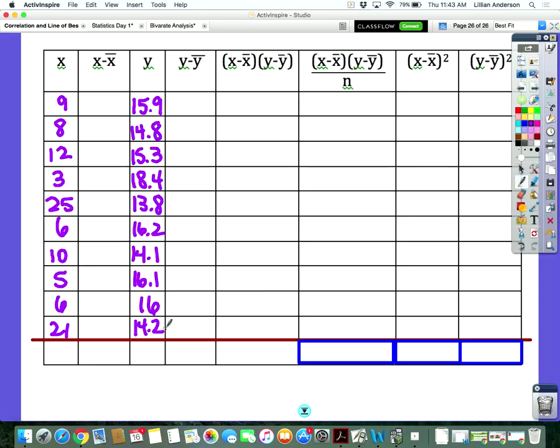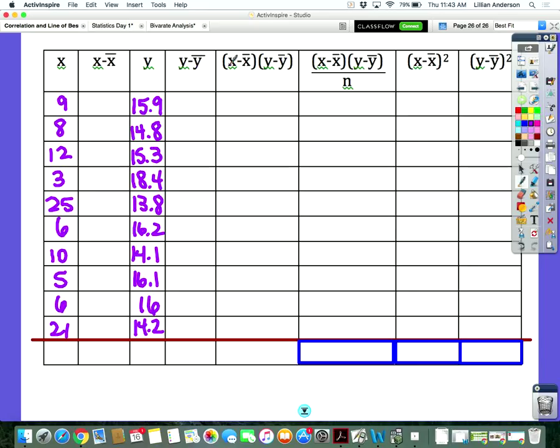Now, can you guys also, along the first row in your table, fill in where you need to have the bars? For the second column, you'll see on your paper it just says X minus X. It should be X minus X bar, Y minus Y bar. Make sure you fill those in as well.